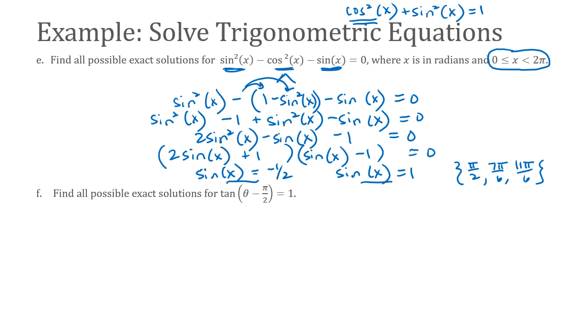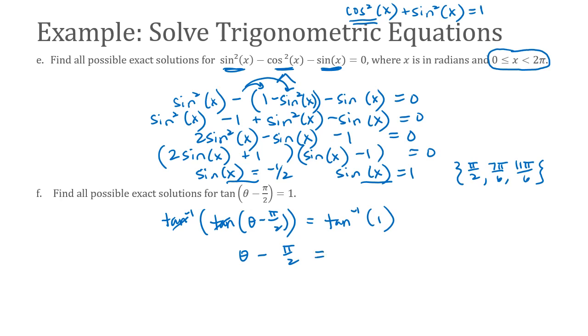Part F. Find all possible exact solutions for the tangent of the quantity theta minus pi over 2 equals 1. All right, so I'm going to take the tangent inverse of the left, and I'm going to take tangent inverse of the right. So the tangent inverse undoes the tangent function. I'm left with theta minus pi over 2 is equal to tangent inverse of 1. So what angle measure produces a tangent of 1? And the answer to that is pi over 4.